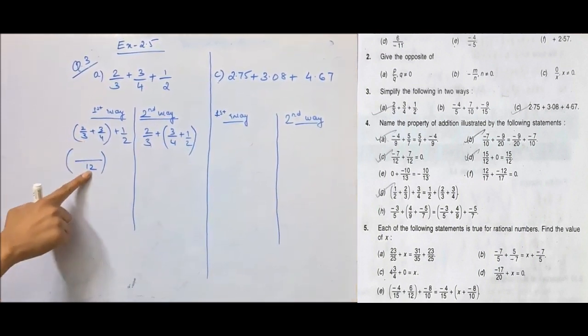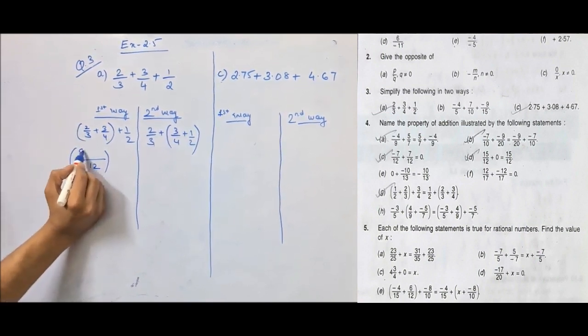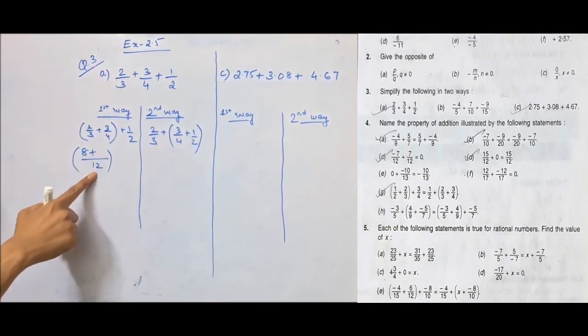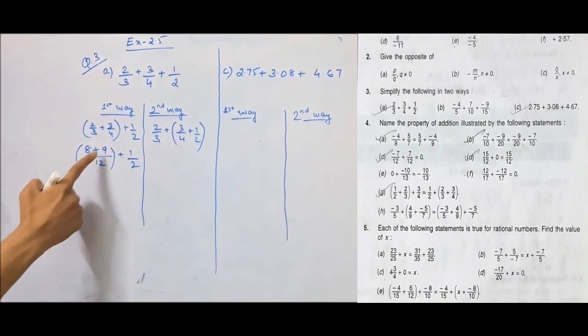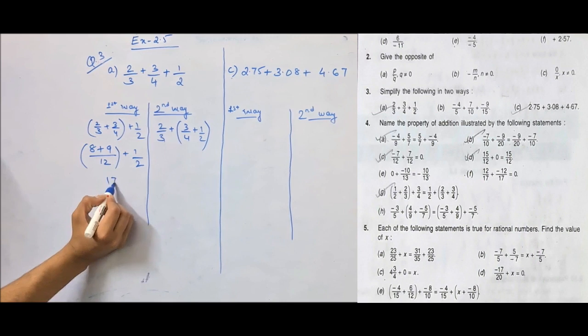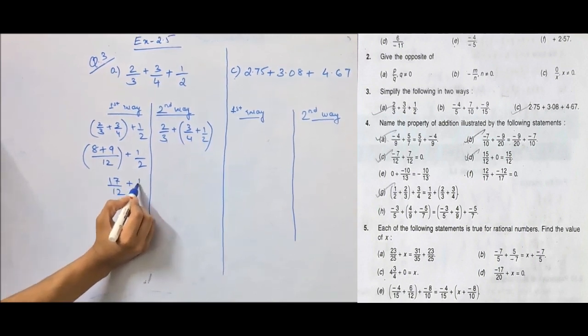In the table of 3, how much is 12? 4. 4 2s are 8. Similarly, in the table of 4, how much is 12? 3. 3 3s are 9. Plus 1 by 2. Now let us go ahead. 9 plus 8 is 17 by 12 plus 1 by 2.